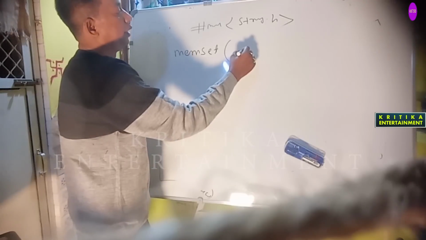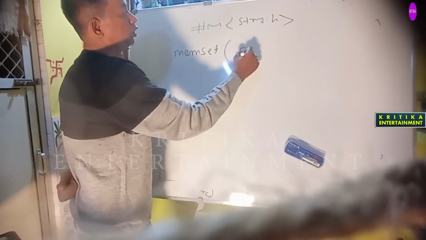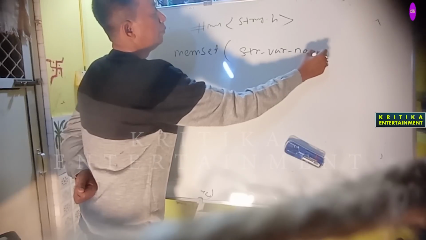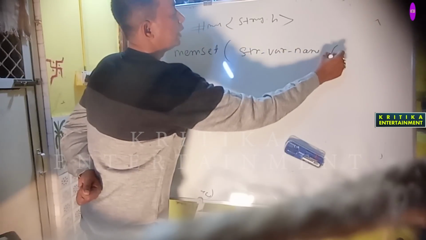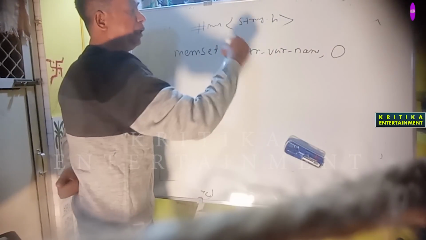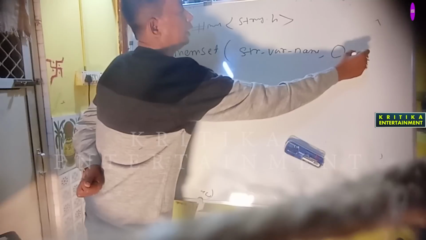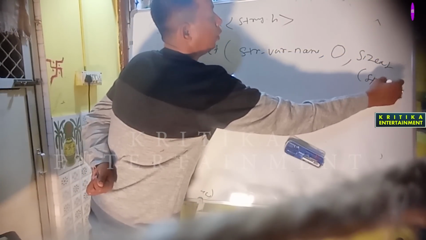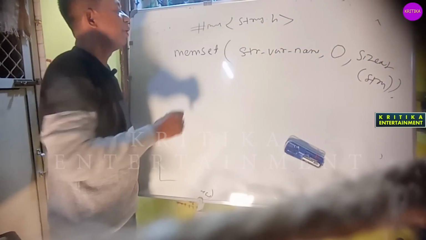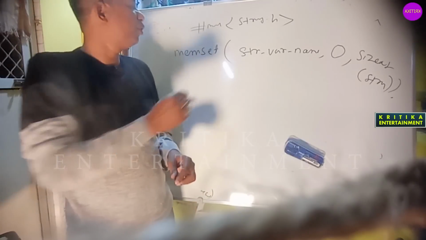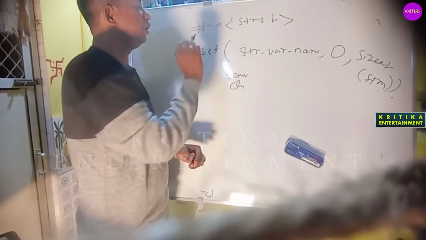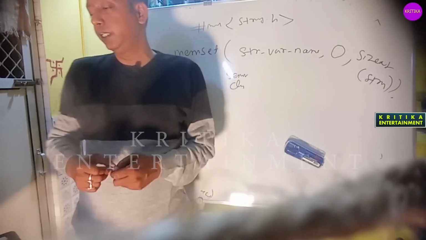What is the task of memset? I will write the structure variable name, then I will initialize 0 for each byte, and then the size of the structure. This is called memset, which means each variable of the server and the client will be assigned 0.